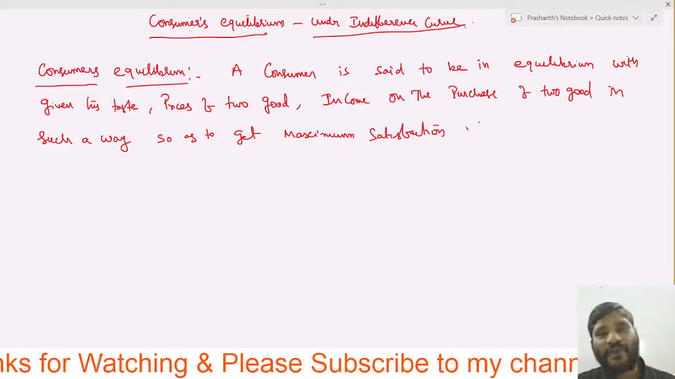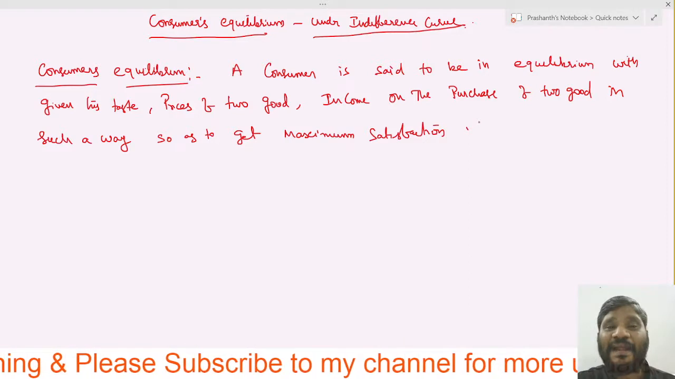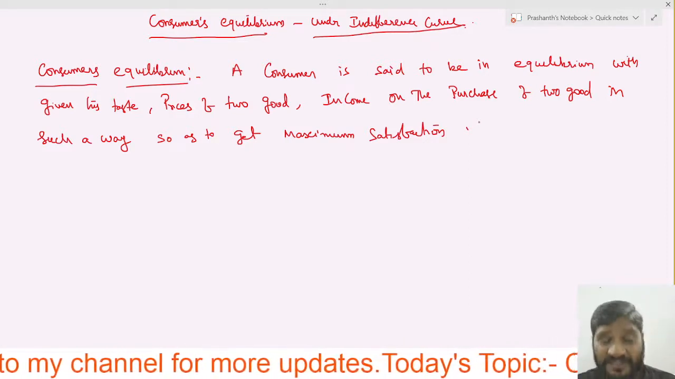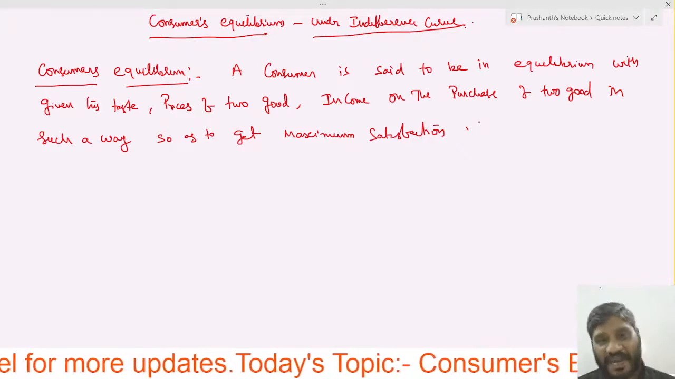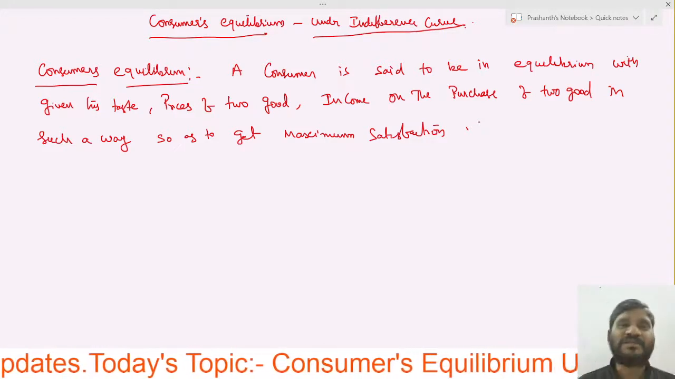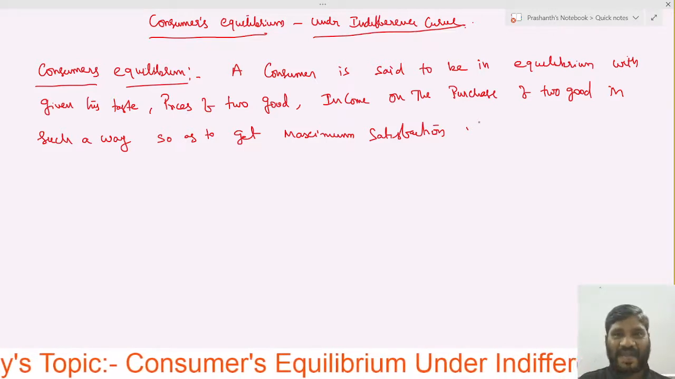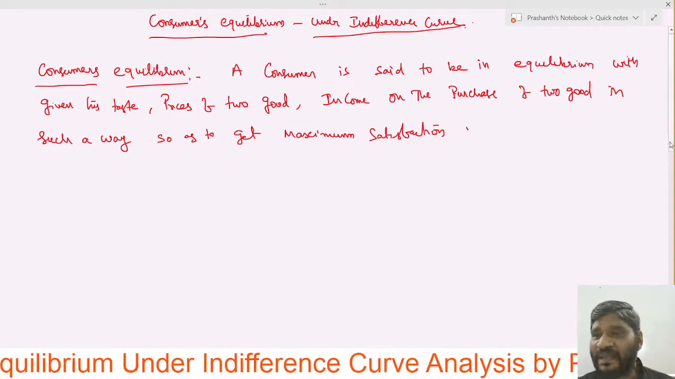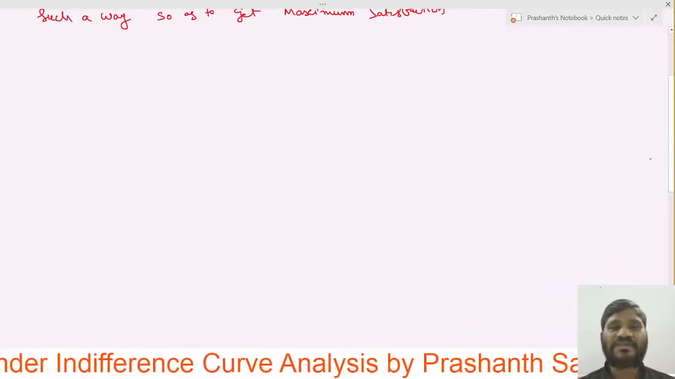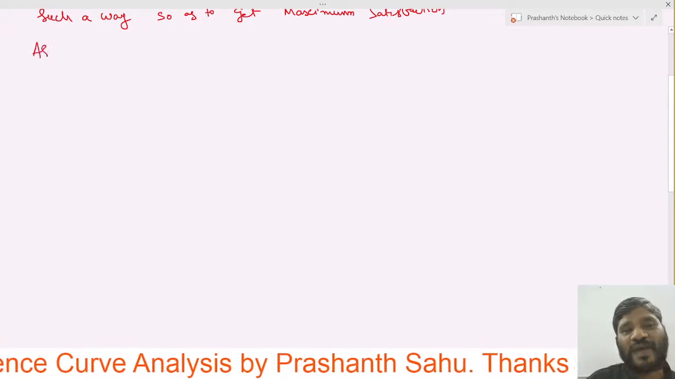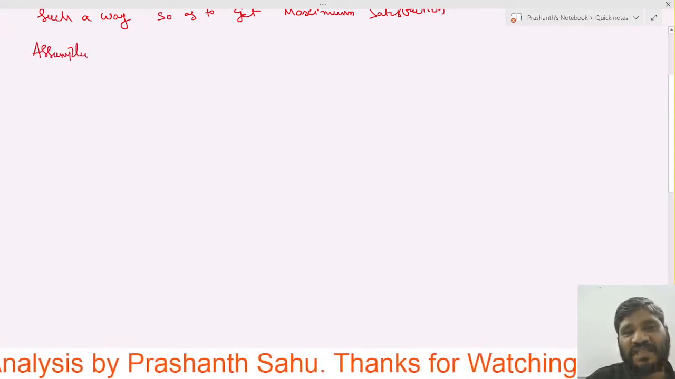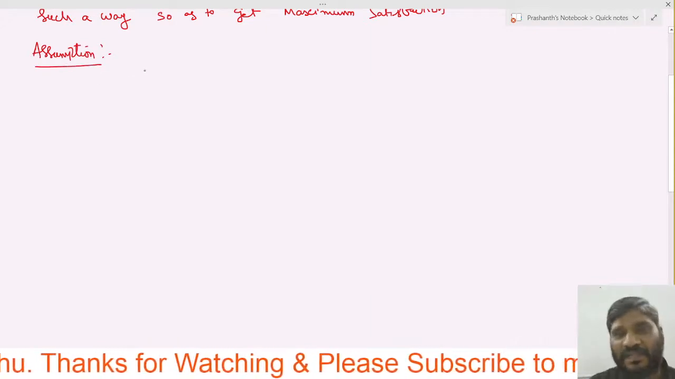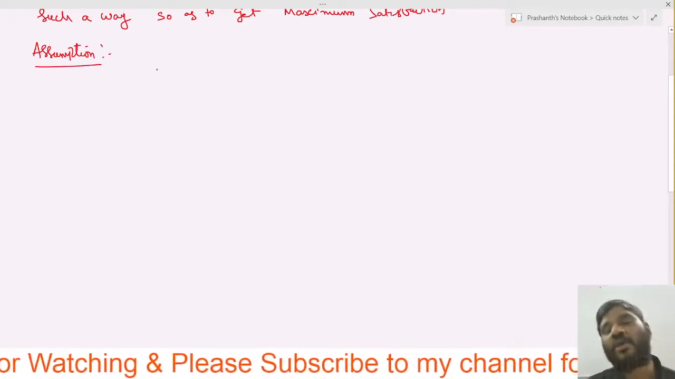Under the law of consumer's equilibrium with the indifference curve, we will find out which combination gives the maximum satisfaction as well as the equal satisfaction. We will calculate that one by one. First of all, we should go through some assumptions. If we follow these assumptions, then only the law can be proved, otherwise the law cannot be proved.